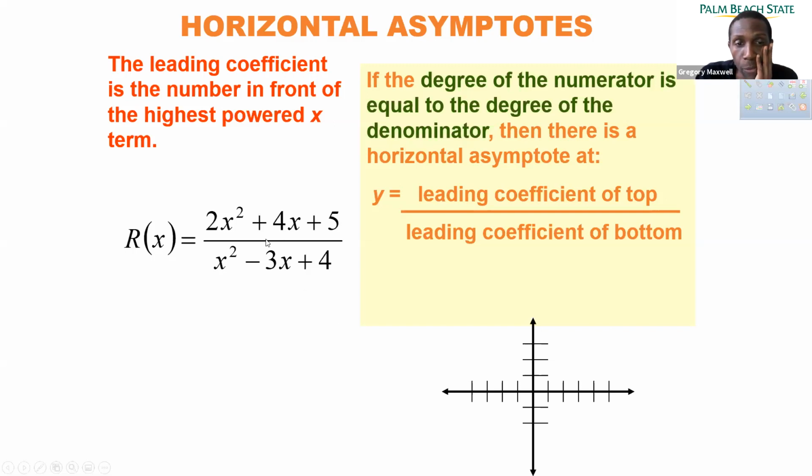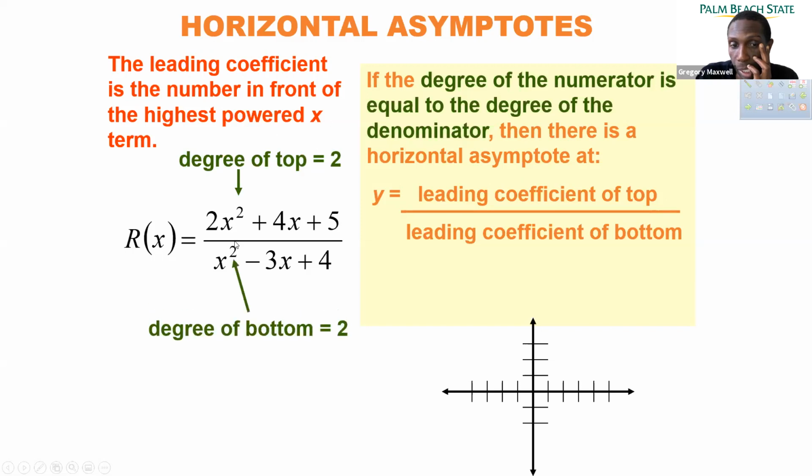So when you graph this function, the horizontal asymptote will just be the leading coefficient of the top divided by the leading coefficient of the bottom. That is if they have the same degree. Both degrees in this case are 2. When you draw the graph, it will level off at y equal to 2, which is what we get when we divide 2 over 1.